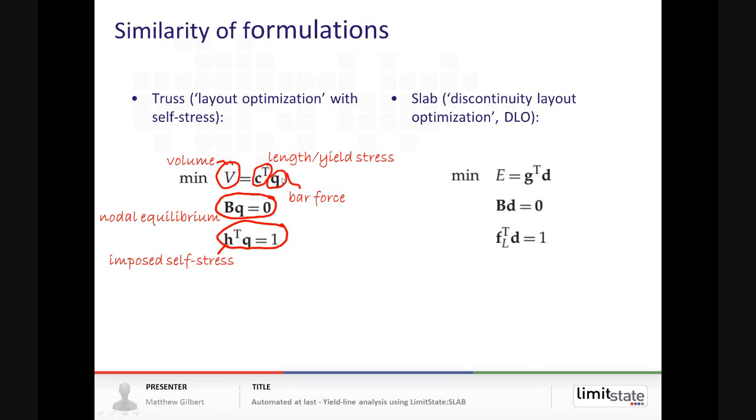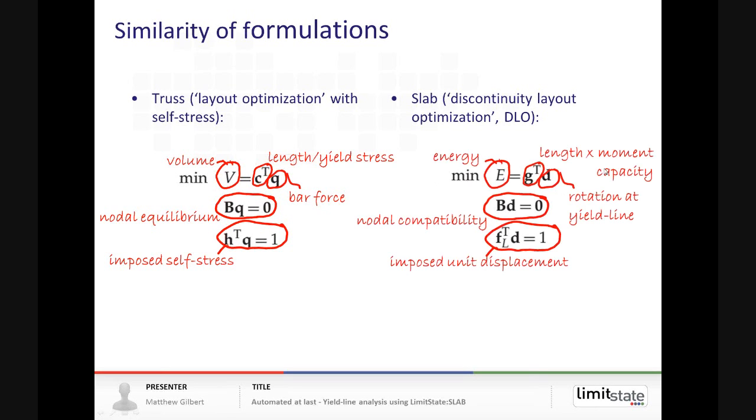Problem variables remain the same, bar forces. For the slab problem, what we find is that a mathematically equivalent formulation involves, instead of bar forces, actually rotations at yield lines, and instead of nodal equilibrium, nodal compatibility. So we're actually looking at a mathematically equivalent formulation which isn't an equilibrium formulation, it's actually a work formulation involving compatibility. Instead of minimizing volume, we're minimizing energy.